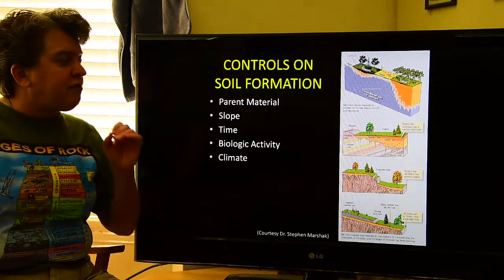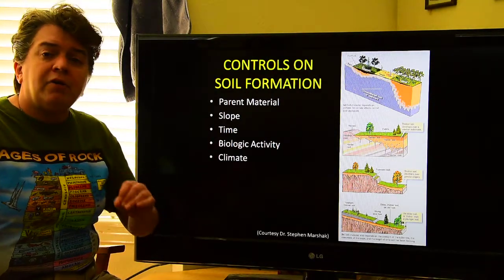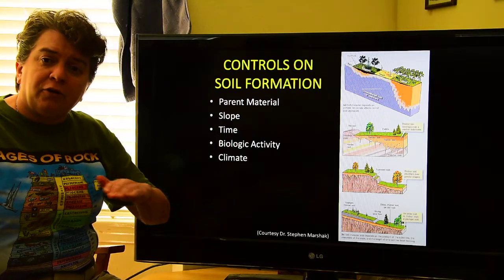Also, soils tend to be better developed on flatter ground.